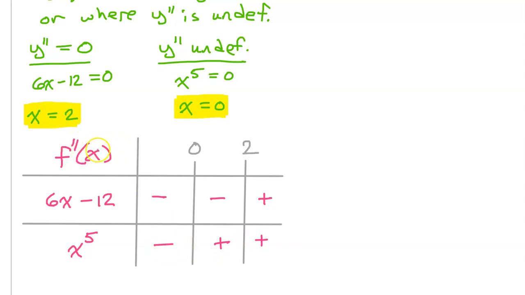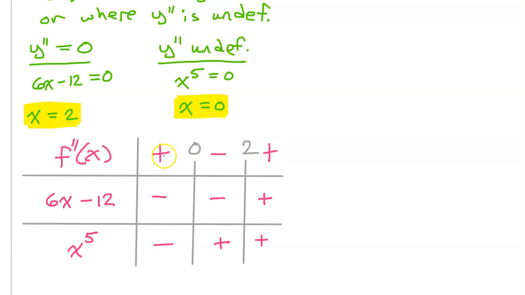But what about the overall sign of f double prime? In this first interval, we would have a negative divided by a negative. That would be a positive. In the middle interval, this is a negative divided by a positive, which is a negative. And in the final interval, we have a positive divided by a positive, which is a positive.